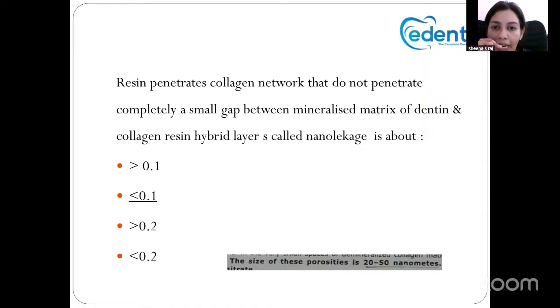Actually, this is a very vague answer or options that is given. So if such an option is given, you just write it is less than 0.1. Actually, from textbooks, it has changed, saying that the size of these porosities is 20 to 50 nanometer. Because there is no proper adherence of the composite materials into the resin matrix and the hybrid layers, there is a chance of a large amount of porosity where nanoleakage is taking place. If the question options are like 0.1, 0.2, the answer may be less than 0.1. If it is based on nanometers, it is 20 to 50 nanometer.